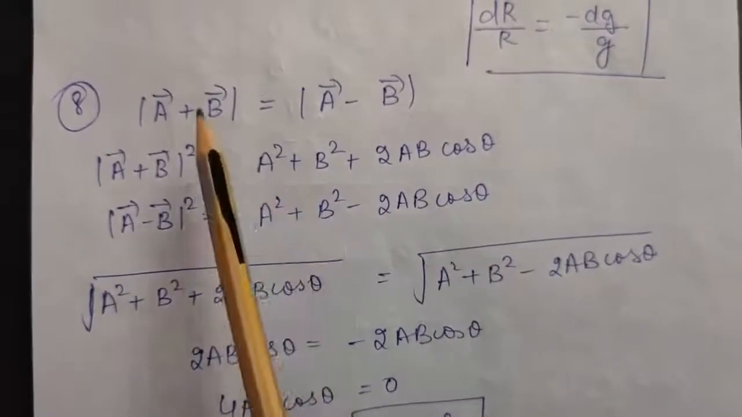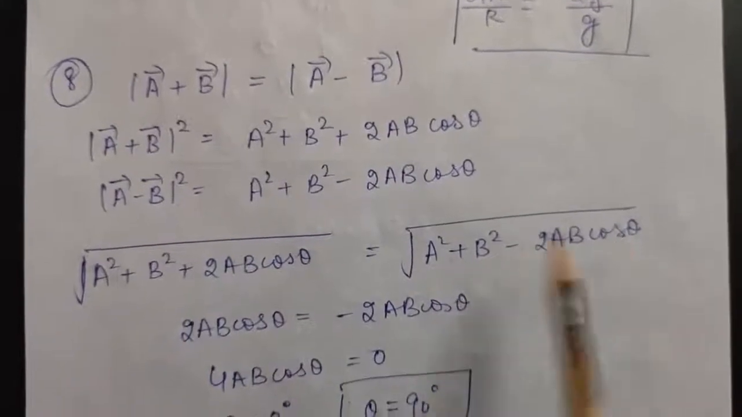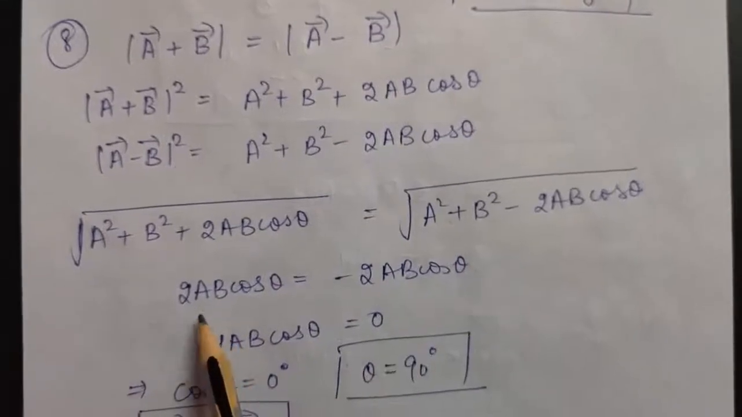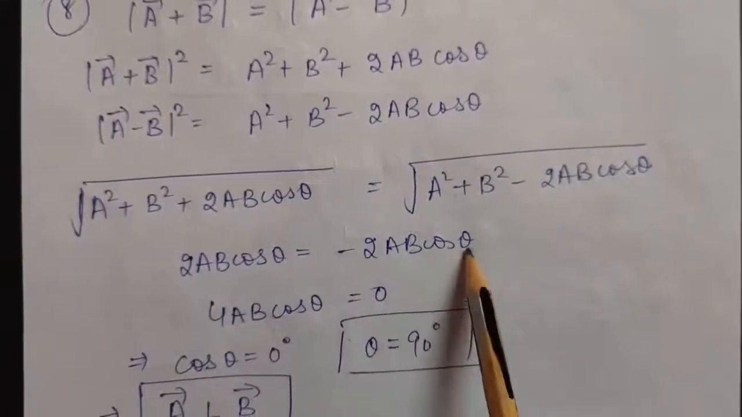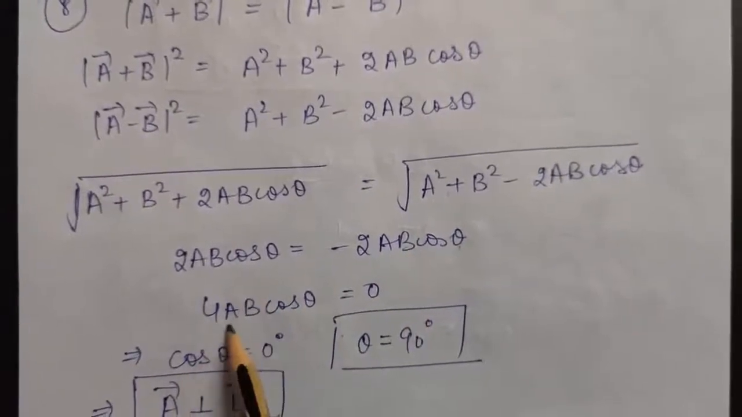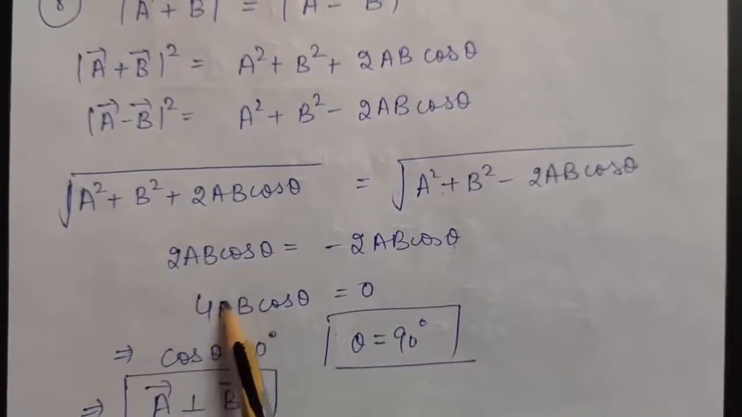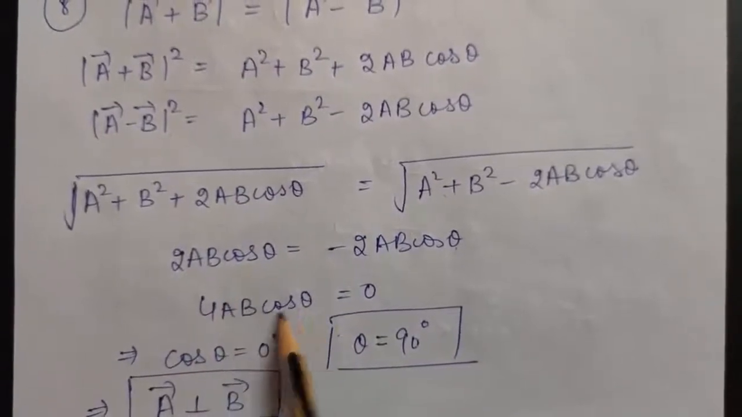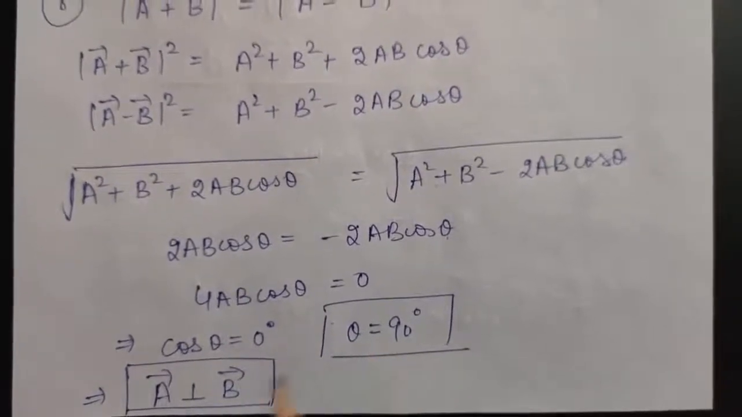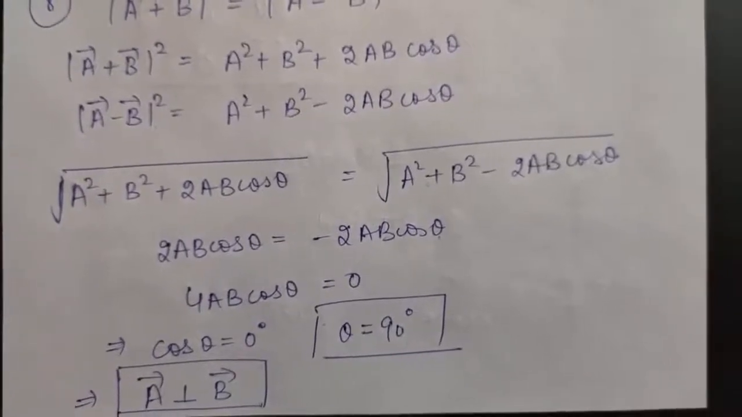Now according to the question, these two are equal. That means under root of this is equal to under root of this. Take square on both the sides and cancel out common terms. So you will be left with 2ab cos theta is equal to minus 2ab cos theta. Or you can say, if you take it to the left hand side, 4ab cos theta will be equal to 0. Now 4 is a constant, a and b we are not taking to be 0. So cos theta will be 0. Or you can say theta will come to be 90 degrees. That means a and b are perpendicular to each other.